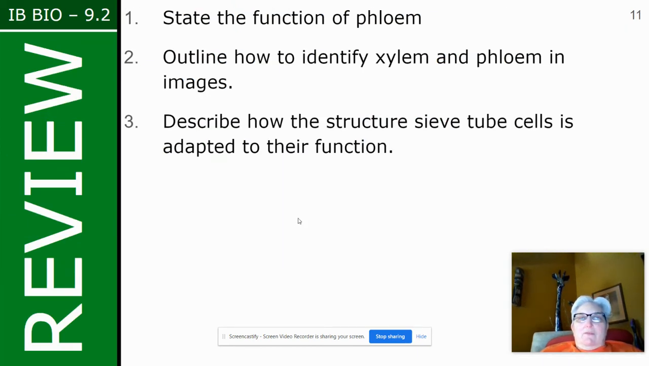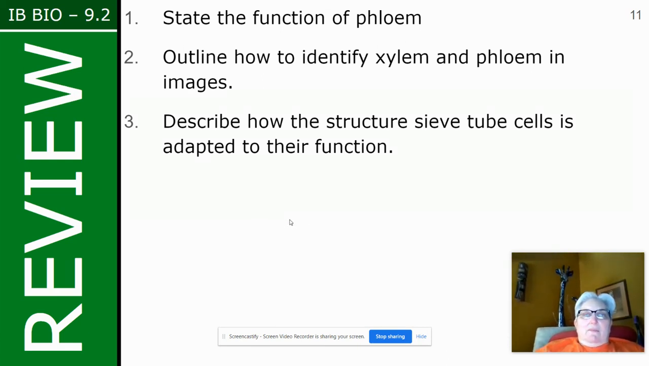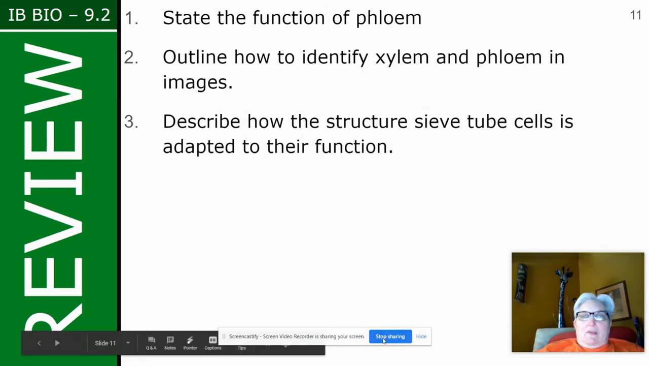So just a couple of questions that you should review, make sure that you're able to answer those in your notebook, and keep that for your portfolio. All right. So that's it on the xylem and the phloem.